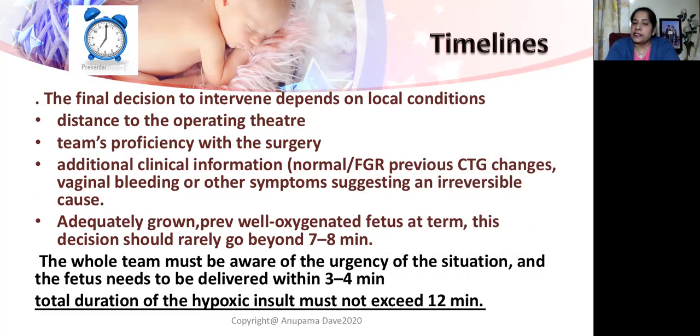In an adequately grown, previously well oxygenated fetus at term, the decision should rarely go beyond 7 to 8 minutes. The whole team must be aware of the urgency of the situation, and the fetus needs to be delivered within the next 3 to 4 minutes. So the total duration of hypoxic insult at all times must not exceed 12 minutes, otherwise it may cause permanent fetal damage, neurological damage.